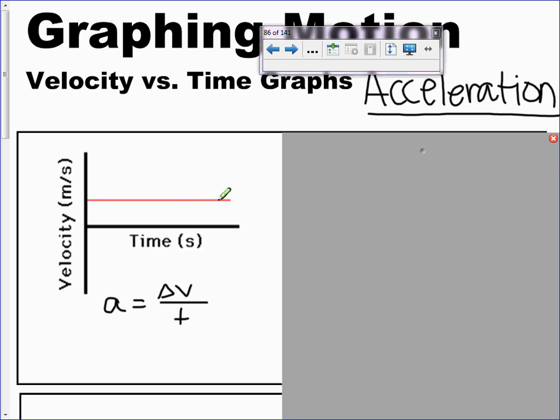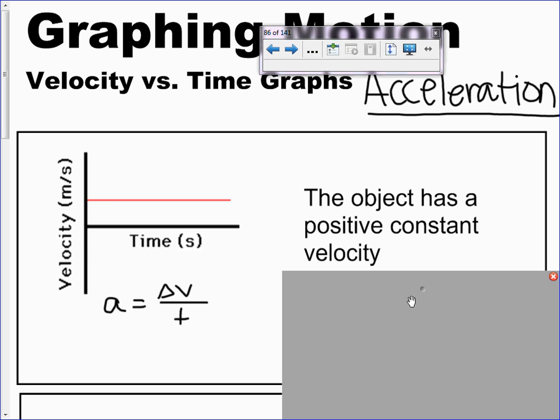So if we look at this first graph here, we just have a horizontal line. Is there any slope on that line? I want you to think about that. Is there a slope at all? Is there any steepness at all? There's not. So is there an acceleration then? Is there a change in velocity? Is velocity changing at all? No. And if velocity is not changing, then it's constant.